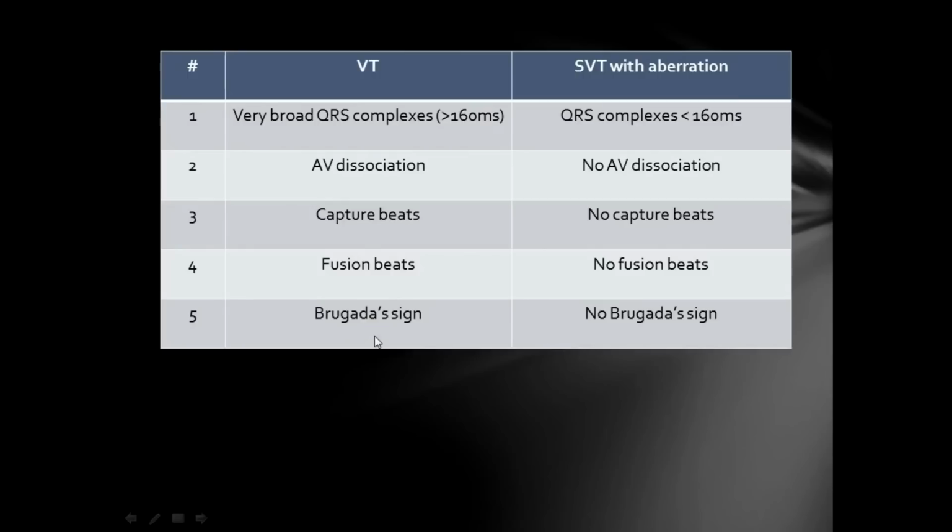And coming to the fifth difference, the Brugada sign. And this means that the distance from the onset of the QRS complex to the nadir, which is the lowest point, of the S wave is more than 100 milliseconds, which is more than 2.5 small squares. SVT with aberration, no Brugada sign.